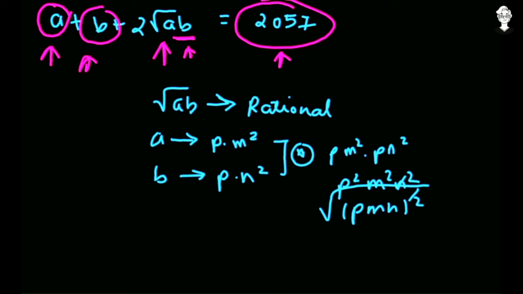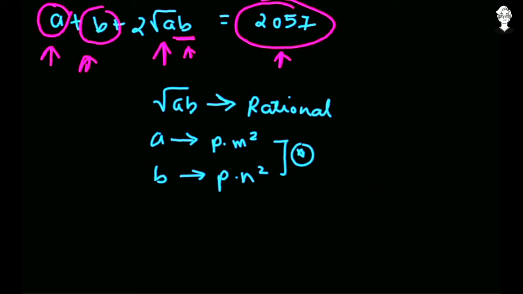This is the specific condition which is used to solve this question. You have to remember this condition: to form under root ab as a rational, the conditions for a and b are a common coefficient, a variable we can say, multiplied with square coefficients that can be different.